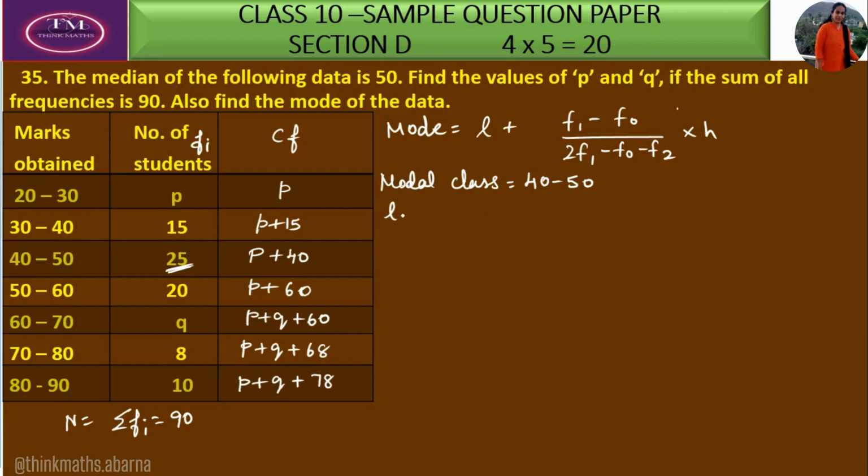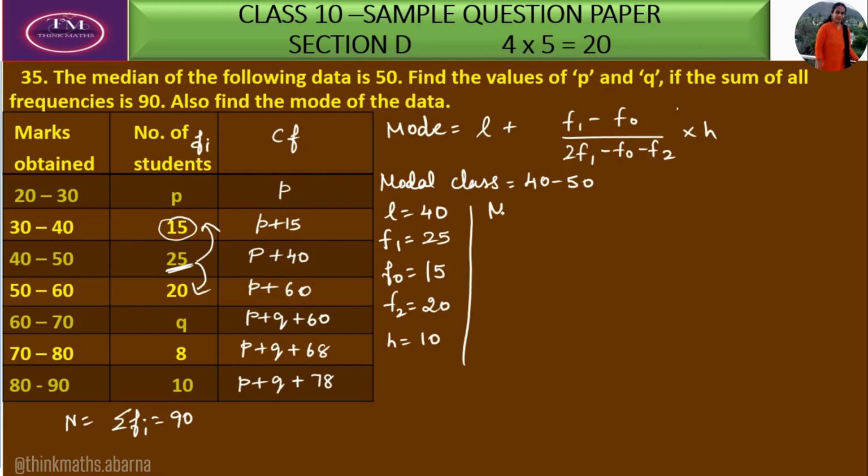So L is nothing but the lower limit, 40. Here F1 is the frequency of the modal class. So what is the frequency of the modal class? It is 25. F0 is the frequency of the class before the modal class, which is 15. And F2 is nothing but the frequency of the class after the modal class, which is 20. Next H. H is nothing but the class interval. So it is 30 minus 20, it is 10.